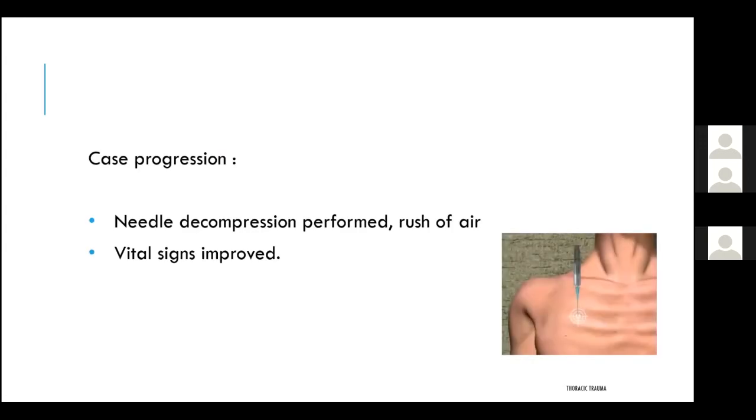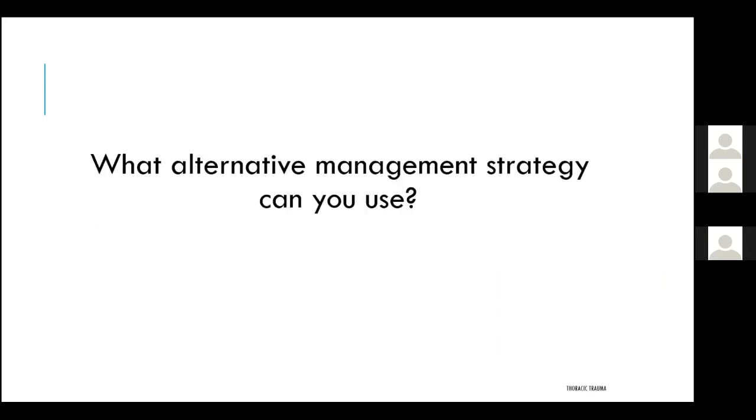So where should we apply the needle decompression? This is a question. I know many of you will say the second intercostal space. Unfortunately, no. This is in the fifth intercostal space. This is for an adult, but in pediatrics we can still put it in the second intercostal space. Okay, what alternative management strategy can you use here? Any idea? Sometimes you can say, okay, needle decompression. Where should I put it, in the fifth intercostal space or the second intercostal space?